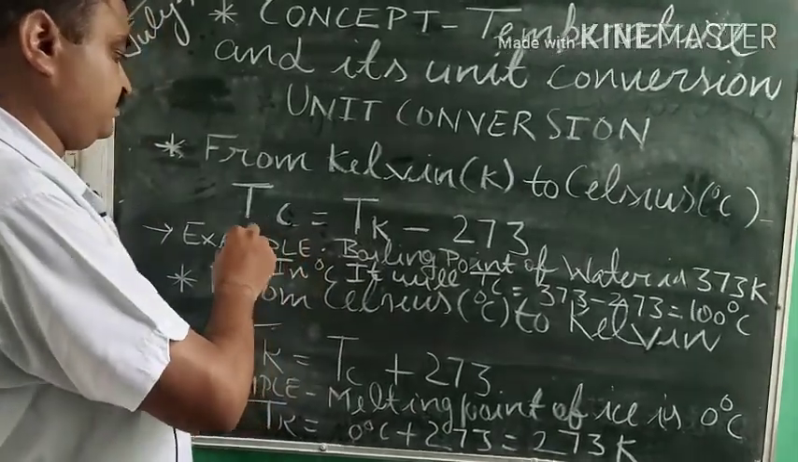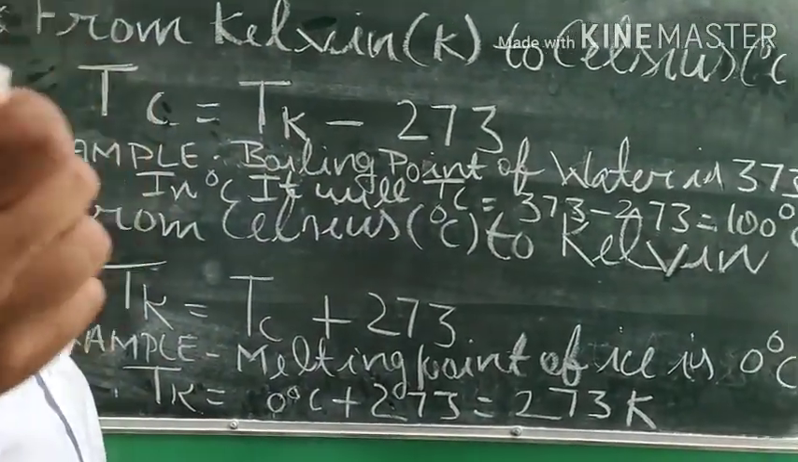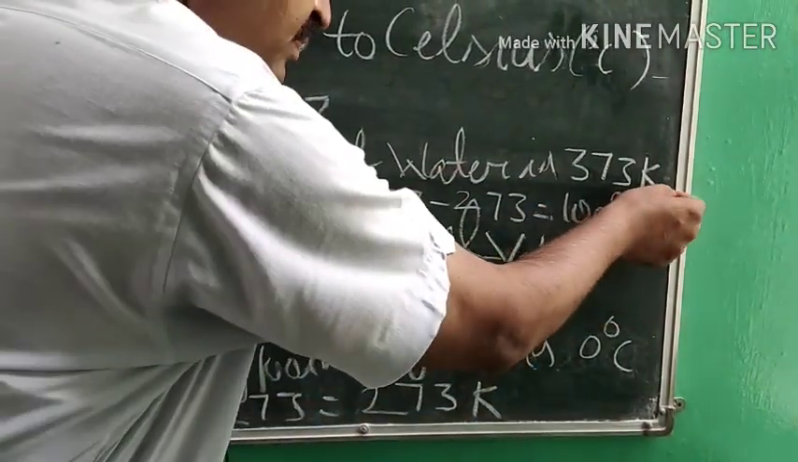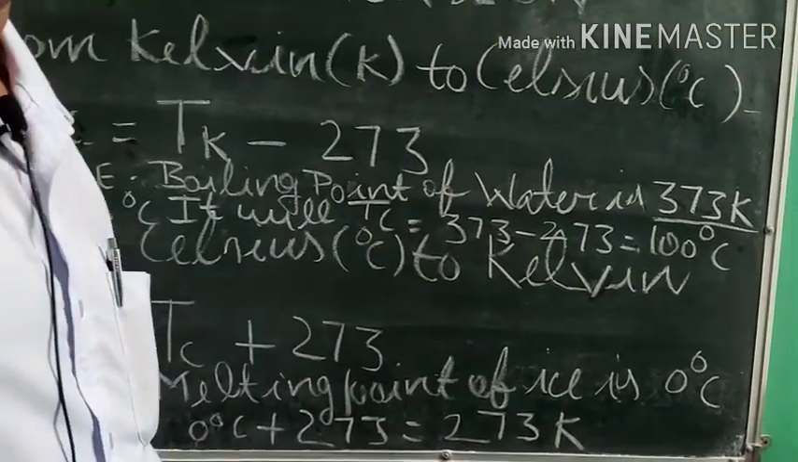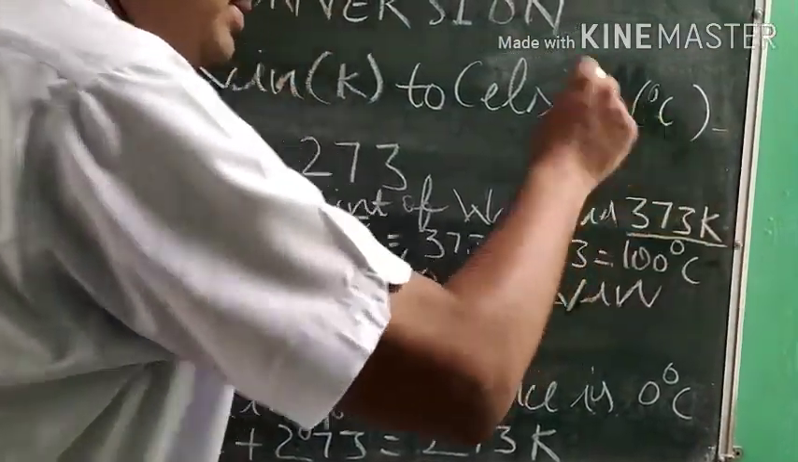Now in this, if we take one example, what is the boiling point of water in Kelvin? It is 373 Kelvin. So students, what is the boiling point of water if we speak in Kelvin? That is 373.